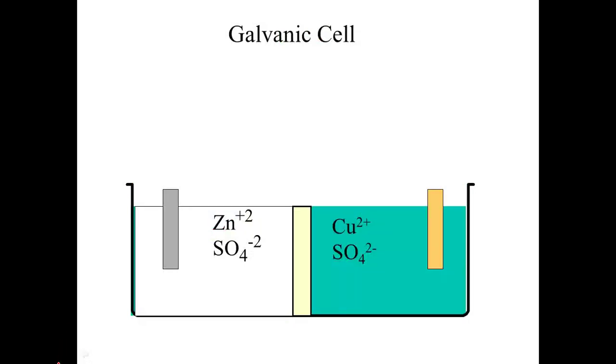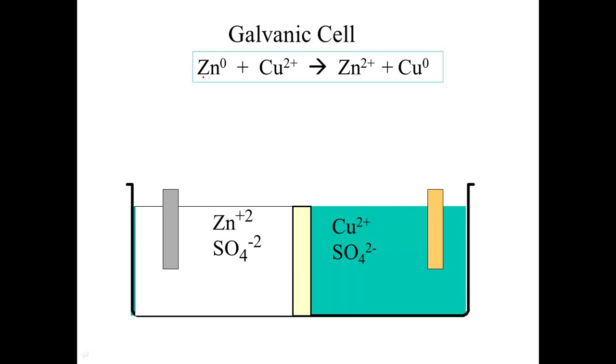So let's look at a simple copper-zinc battery. So here's a zinc sulfate solution and the electrode of zinc metal, and a copper sulfate solution and copper metal. This is a porous barrier. So sometimes instead of a salt bridge, you have a porous barrier that allows ions to travel directly.